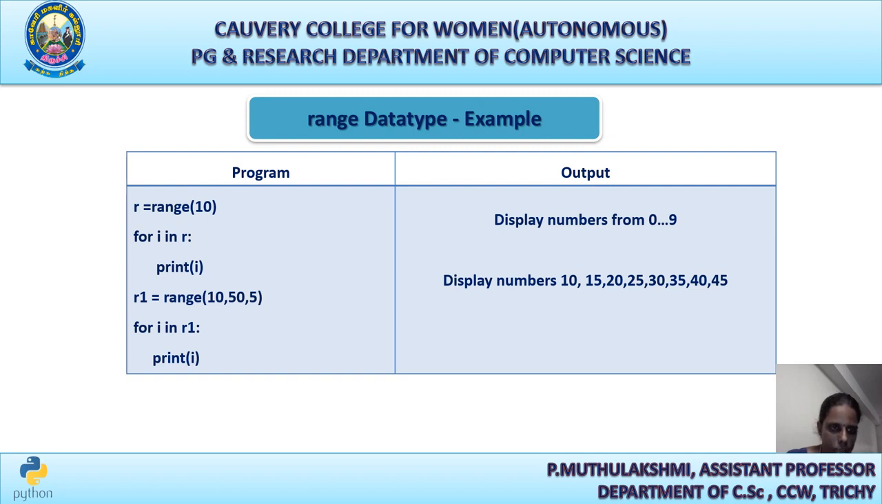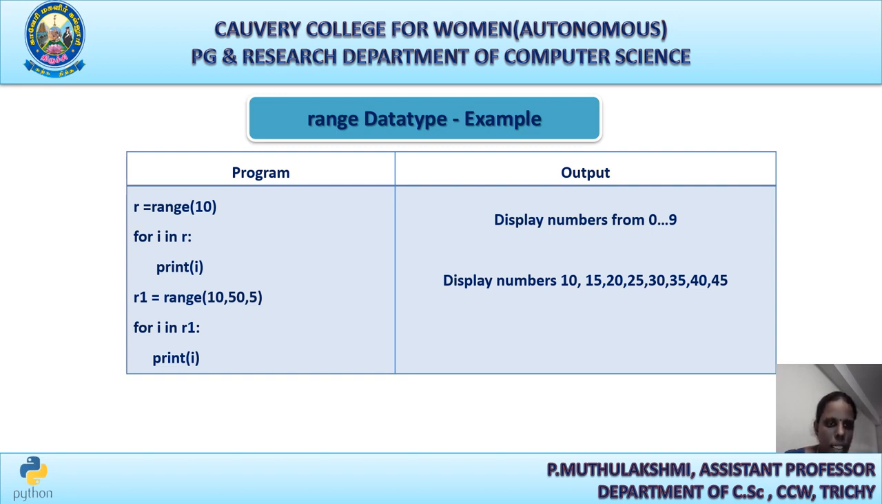See the second example. R1 is equal to range of 10, 50, 5. For i in R1, print i. It displays the values 10, 15, 20, 25, 30, 35, 40 and 45. What is the meaning of this? Here, the first value 10 is the starting number and the ending value 50 is the ending number. So we have the range from 10 to 49. These are all the accepted values.